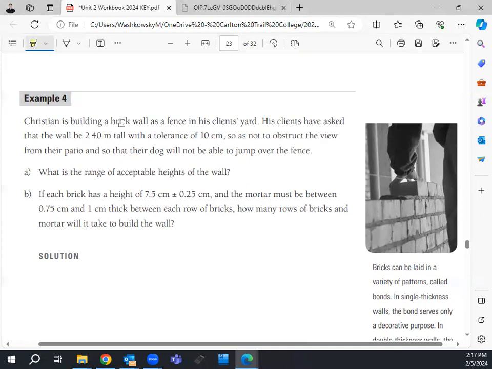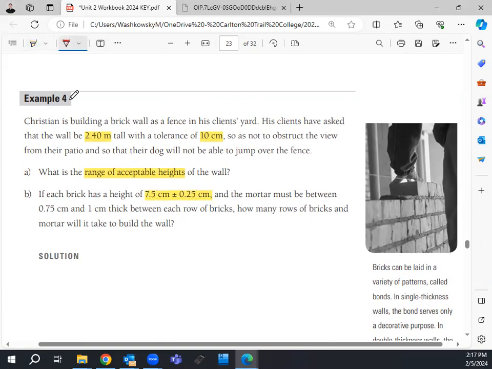So we have someone who's building a brick wall as a fence for his client's yards. His clients have asked the wall be 2.40 meters tall with a tolerance of 10 centimeters, so as not to obstruct the view from their patio, so that their dog will not be able to jump over the fence. So we want to know, what is the range of acceptable heights? What's the minimum, what's the maximum value? And then we're also given some additional information from question B, which we'll talk about shortly.